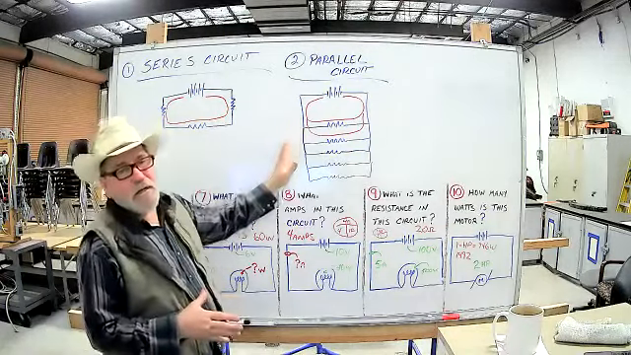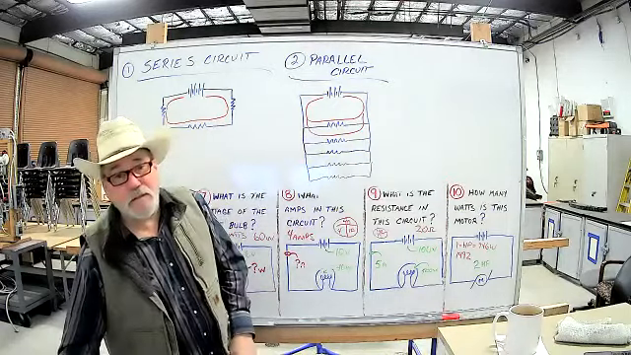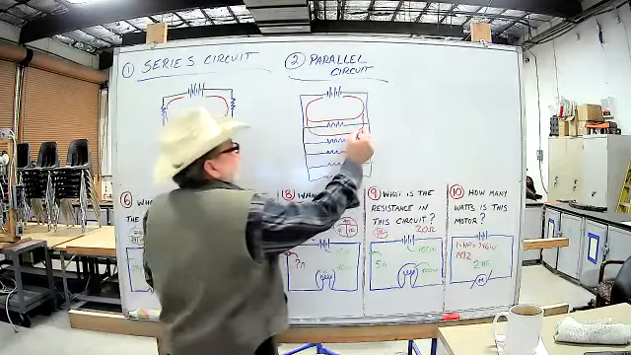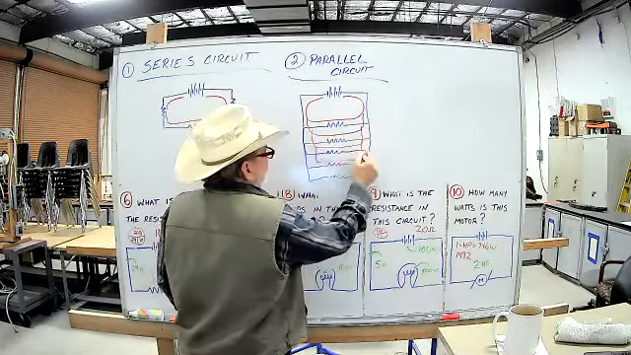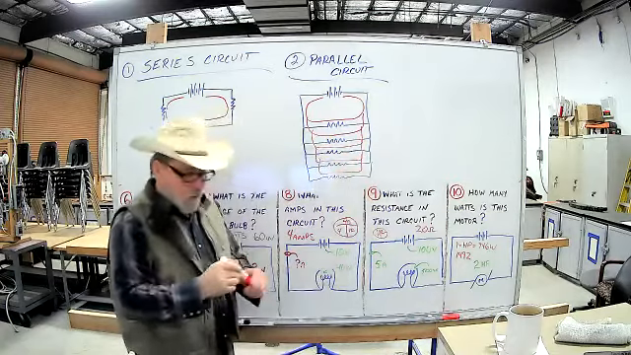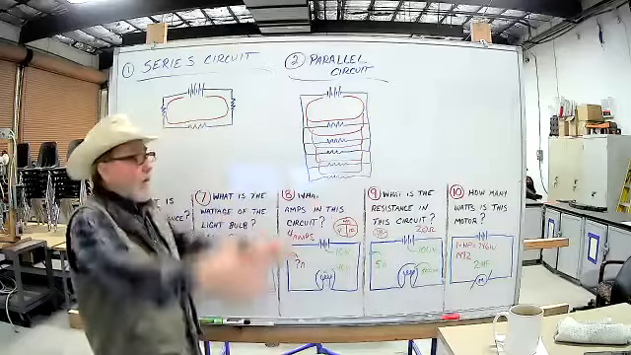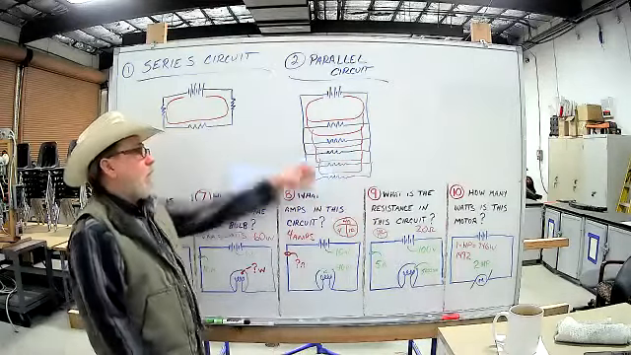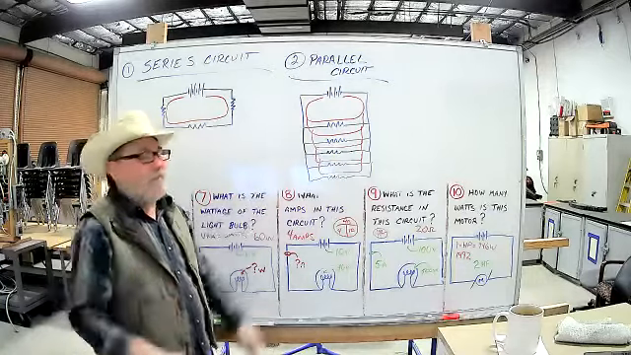In a parallel circuit, the current can run through all these bazillion. If you got 1,000 of these resistors, the current can run through that one. Some of it can run through that one. Some of it can run through that one. So it's more places for it to run. So if you got more places for it to run, all in parallel like that, it's going to be less resistance because it's got more places to run.